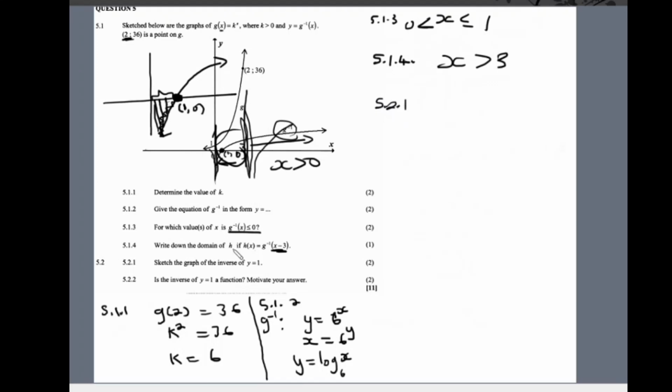And then 5.2.1, sketch the graph of the inverse of y equals 1. The inverse of y equals 1 is x equals 1. Remember, to get the inverse you just swap x and y. Where you see y you put x, right? So to sketch this graph we are just going to draw a vertical line where x is equal to 1. So this will be the graph of the inverse.